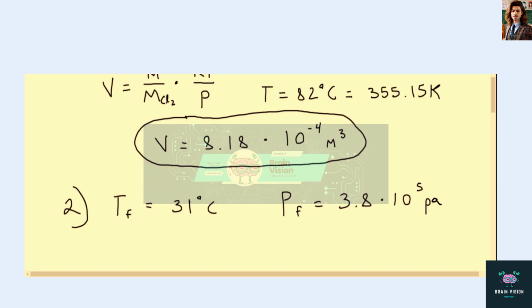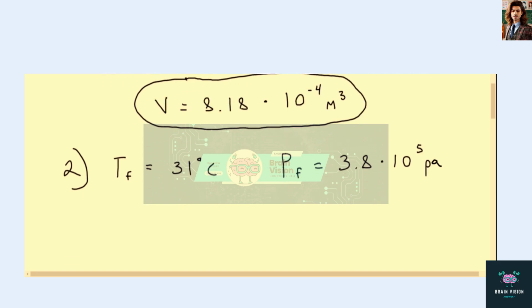So right off the bat, I'll just convert our temperature here to Kelvin, so we don't have to worry about it later. So again, just add 273.15, and we'll have 304.15 Kelvin.